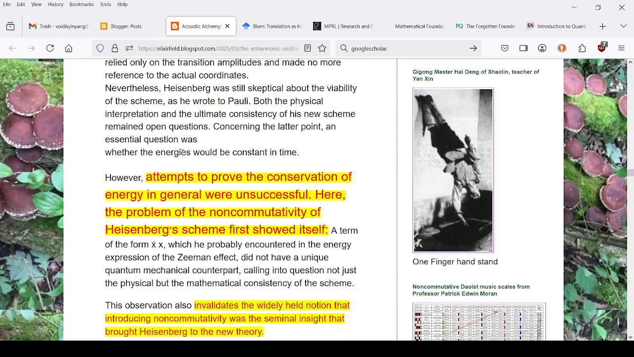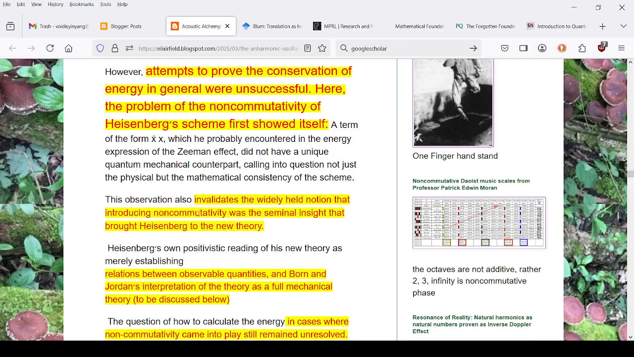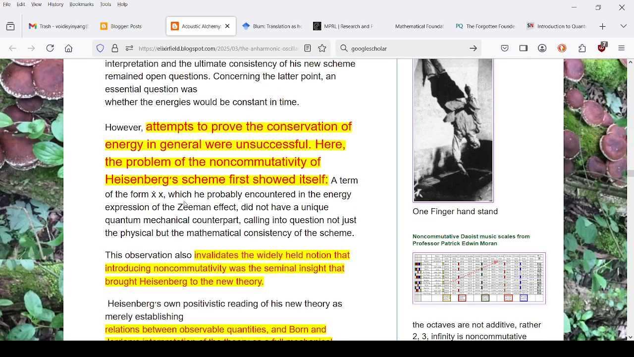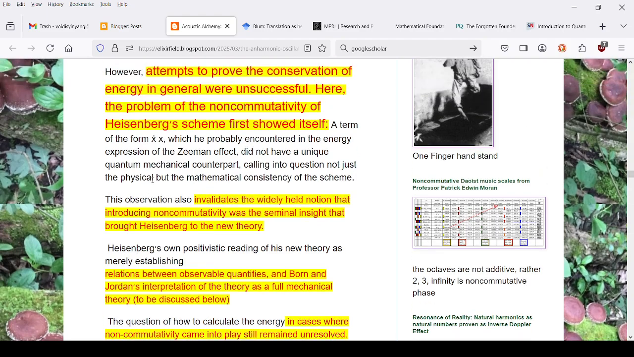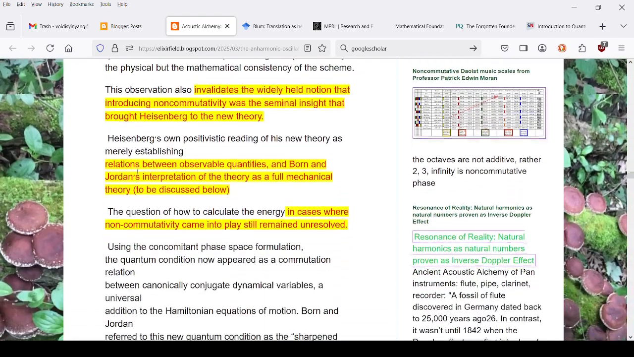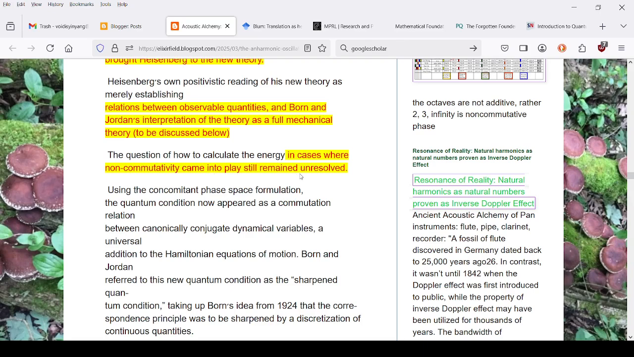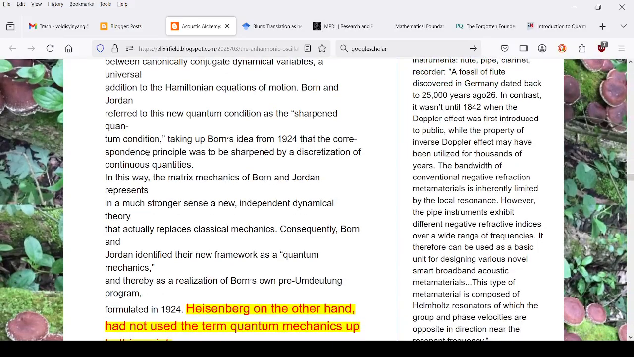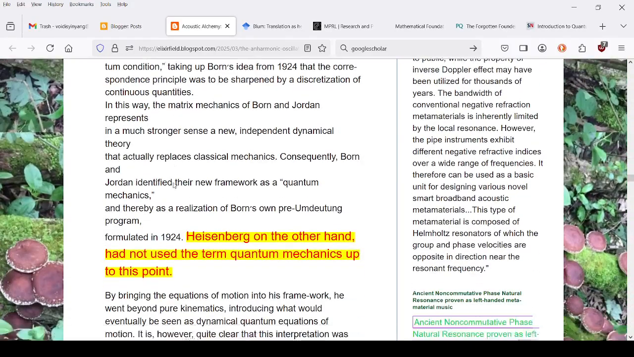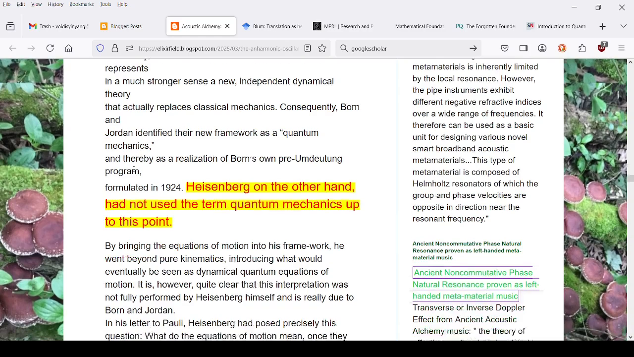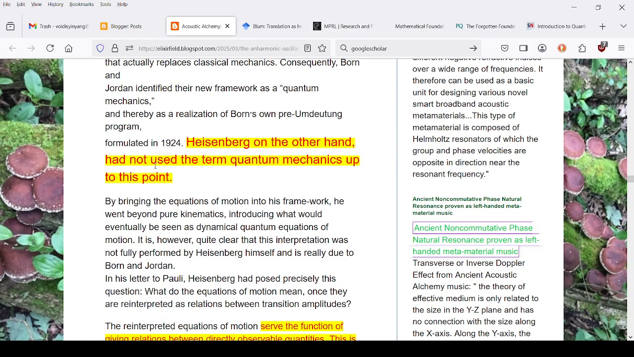So this whole process that Heisenberg went through invalidates the notion that non-commutativity was his seminal insight. For Heisenberg, it was still a problem, and that's why he was writing to Wolfgang Pauli about this, and Wolfgang Pauli was like, no, you got to get rid of the non-commutativity. And so for Heisenberg, the non-commutativity was still unresolved. So that's why they came up with the matrices. They realized that that's in the matrix mathematics, and then using the matrices, they could get rid of the non-commutativity as the identity matrix.